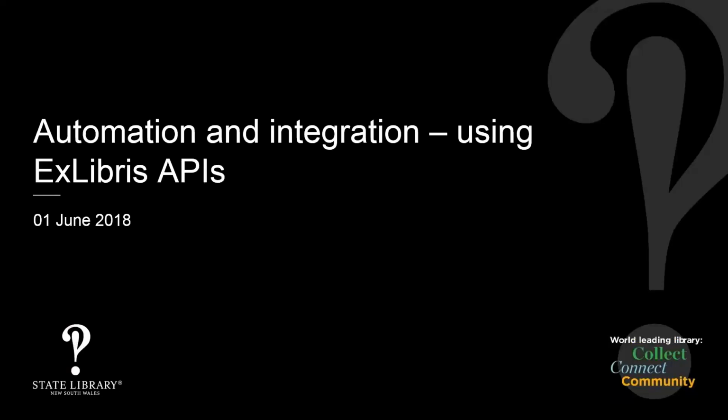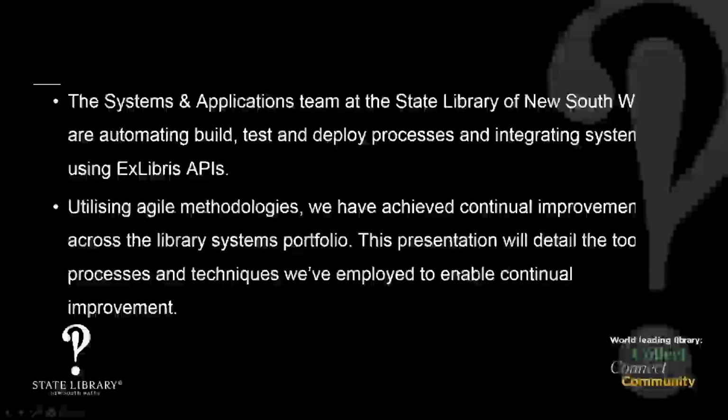So I actually wrote the title of this presentation about 4 weeks before I actually did the presentation. So I tried to keep the title generic, to give myself wiggle room. I don't actually go into the Ex Libris APIs all that much, to be honest. The presentation is more about how we're using agile software development practices and introducing them at the library, and CICD as well. But I do talk a little bit about the APIs.